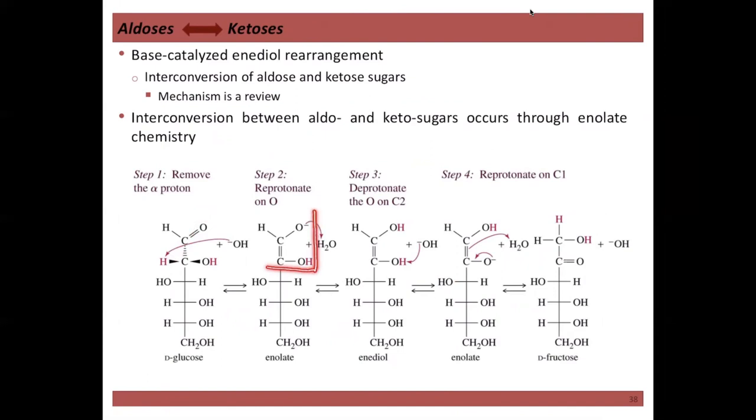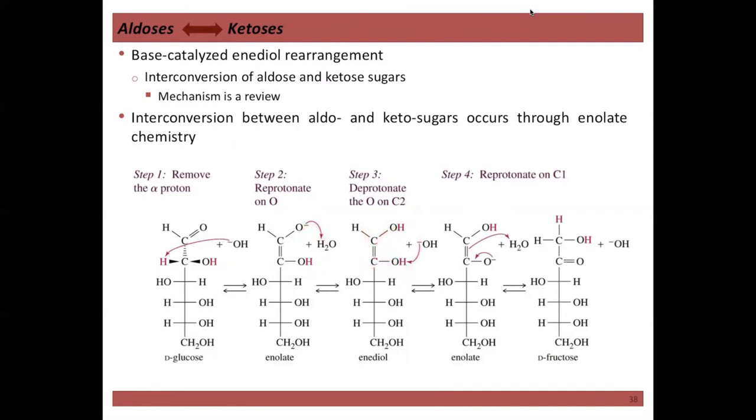As I mentioned, these are kind of different enolates than what we've seen in the past. So they're actually alcohol enolates. So instead of just having an R group off of here or an H, they actually have another OH. So if we happen to protonate this enolate, we end up with an enediol. So we actually have two different alcohols off of that double bond.